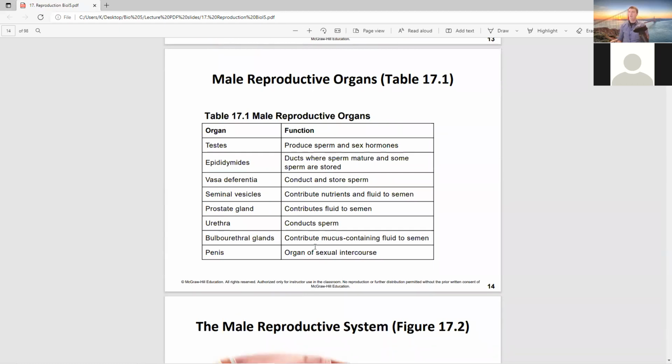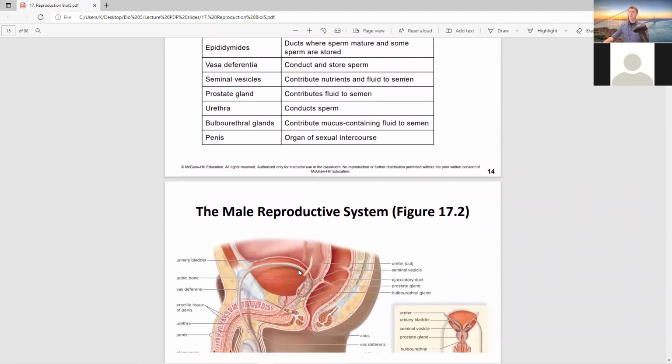So we have the testes, which produce sperm and sex hormones, the epididymis, ducts where sperm mature and some sperm are stored, the vas deferentia, which conduct and store sperm, the seminal vesicles, which contribute nutrients and fluid to semen, the prostate gland, which contributes fluid to semen, the urethra, which conducts sperm, the bulbourethral glands, which contribute mucus containing fluid to semen, and the penis, which is the organ of sexual intercourse.